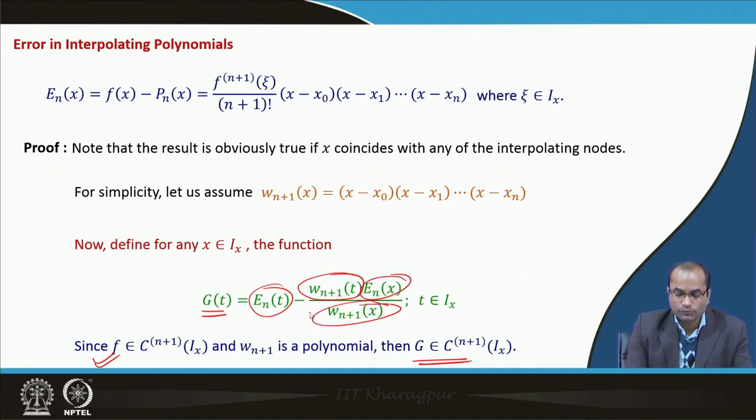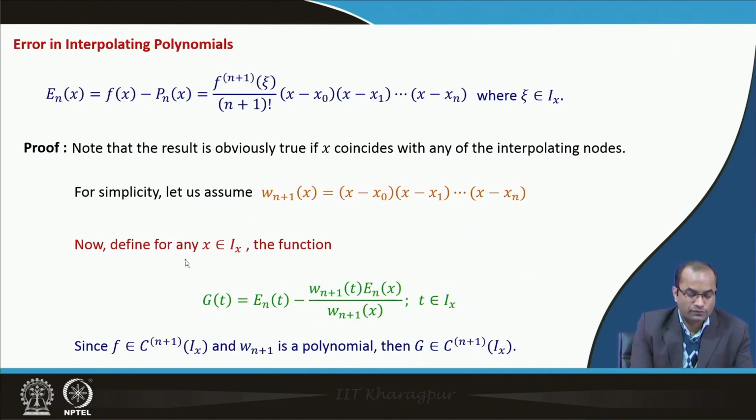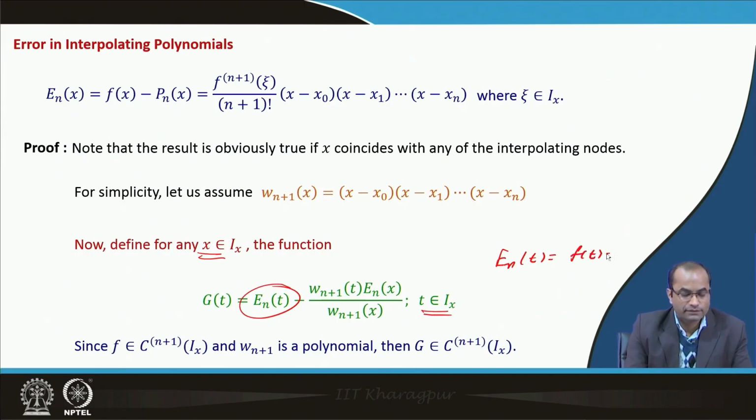E_n(x) and w_n(x) are constants, because for any fixed x we are talking about this formula. Here t is the only variable we are considering now. So, what is E_n(t)? E_n(t) is f(t) minus p_n(t). Again, this is a polynomial, and f is an (n+1)-times differentiable function. So, E_n is also (n+1)-times differentiable.